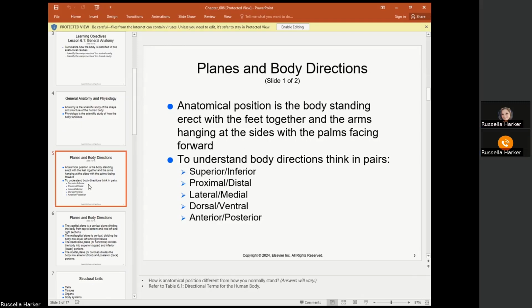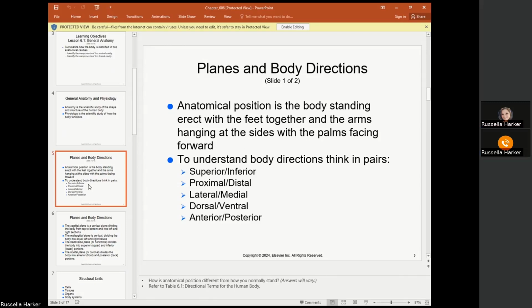To understand body directions, think in pairs. So inferior and superior. Superior means above. When I think of superior, you're superior at work, your boss. They're above you in the chain of command, so they're superior to you. Inferior, when you make someone feel inferior to you or below you, so inferior is below.